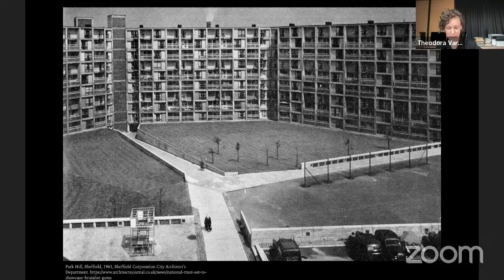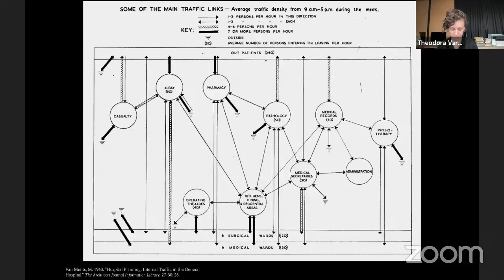Government-funded charitable organizations such as the Building Research Station and the Nuffield Trust collected information and established standards about the production of buildings and the needs of their inhabitants. Part of these initiatives were massive observational studies.